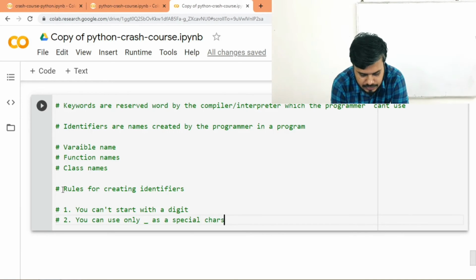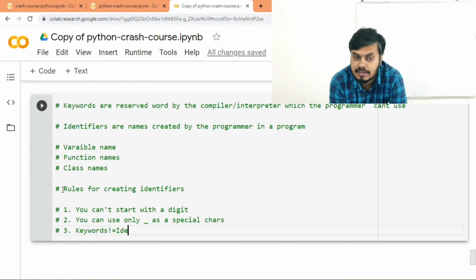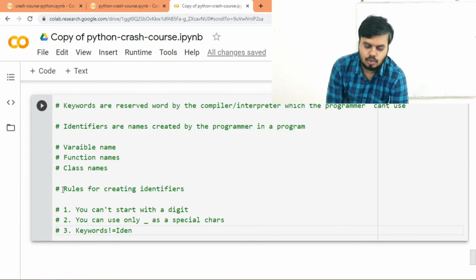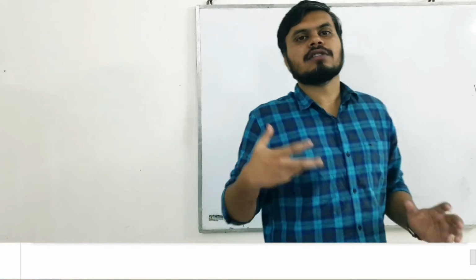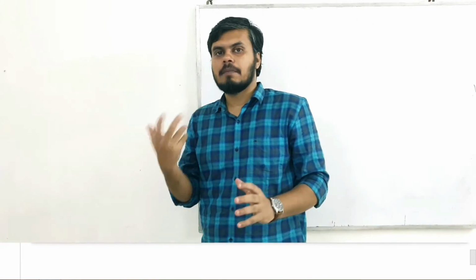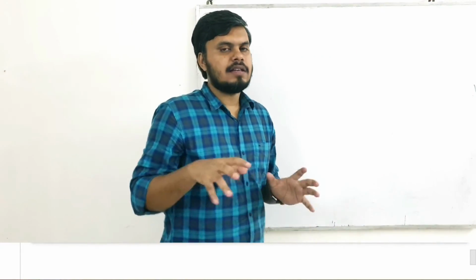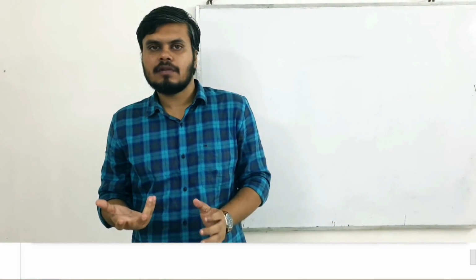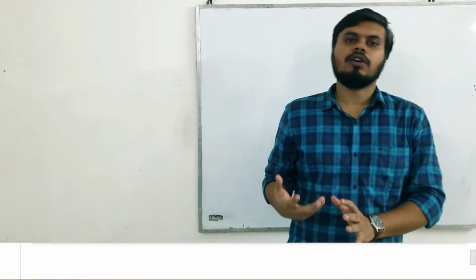And the third thing is, keywords not equal to identifiers. I have already discussed this point. You cannot use keywords to be your identifiers, because again, that will confuse the program, the compiler, and it will throw an error. Okay, so I hope things are clear. These are the three rules for setting identifiers in Python. Okay, so now that we are done with keywords and identifiers, let's move on to literals.